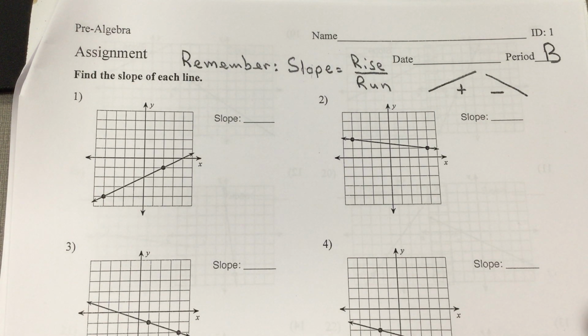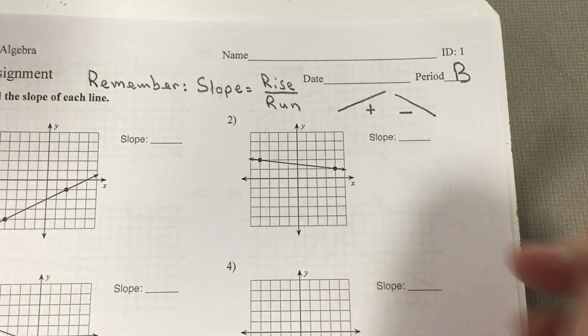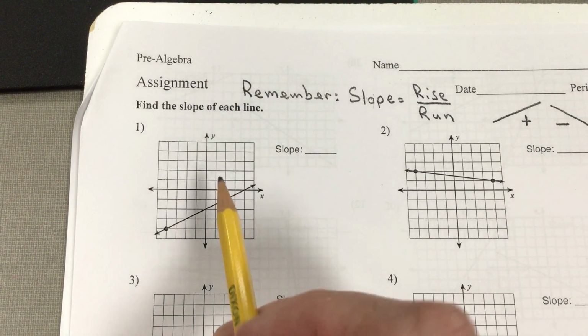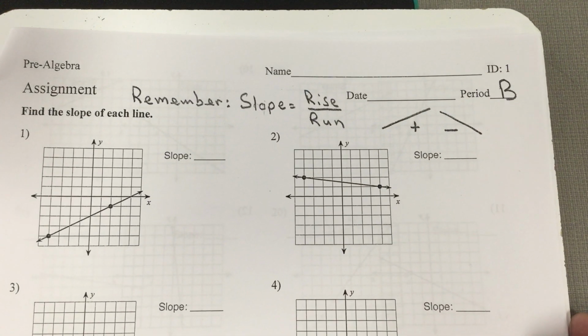Hello, this is just a short tutorial video. So this is for the sheets labeled B. It would be saying find a slope of each line. Now before we do that, there's a couple things you have to remember.